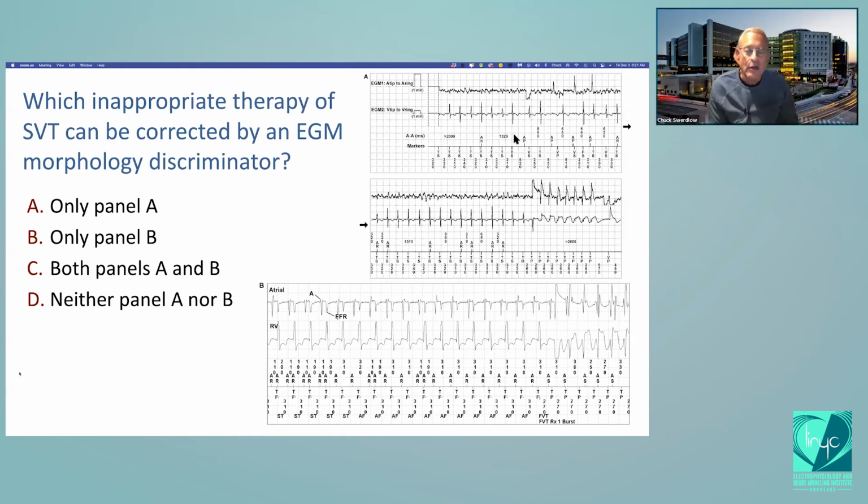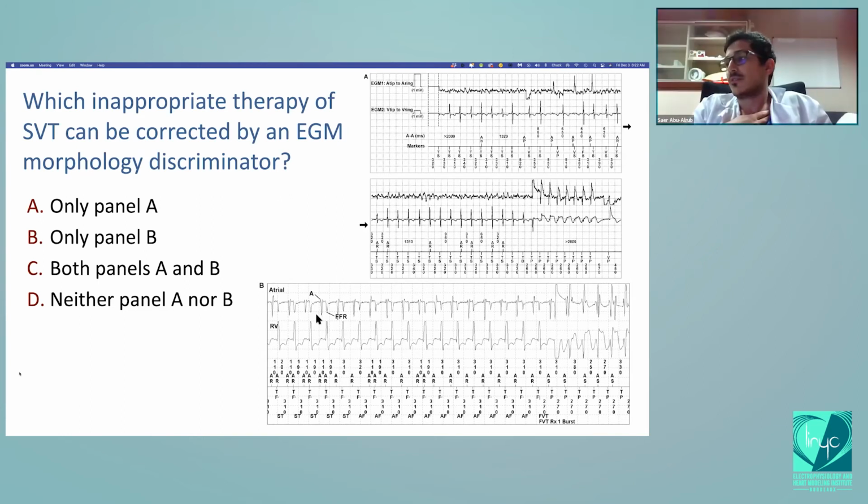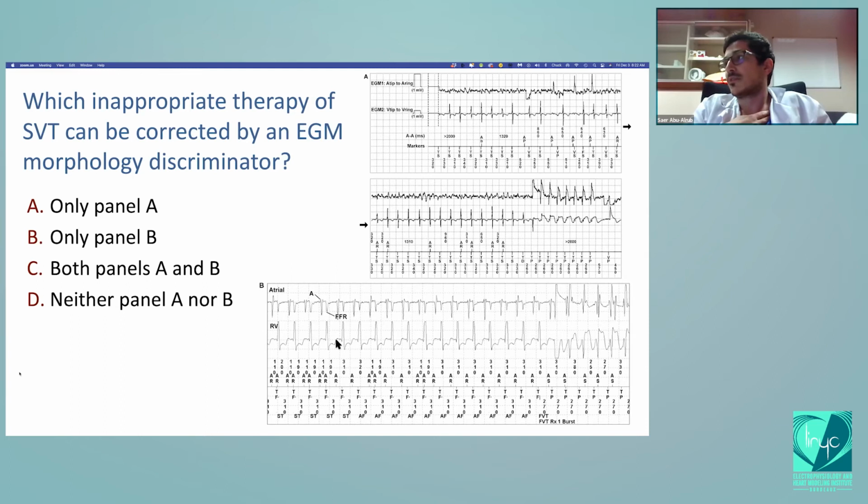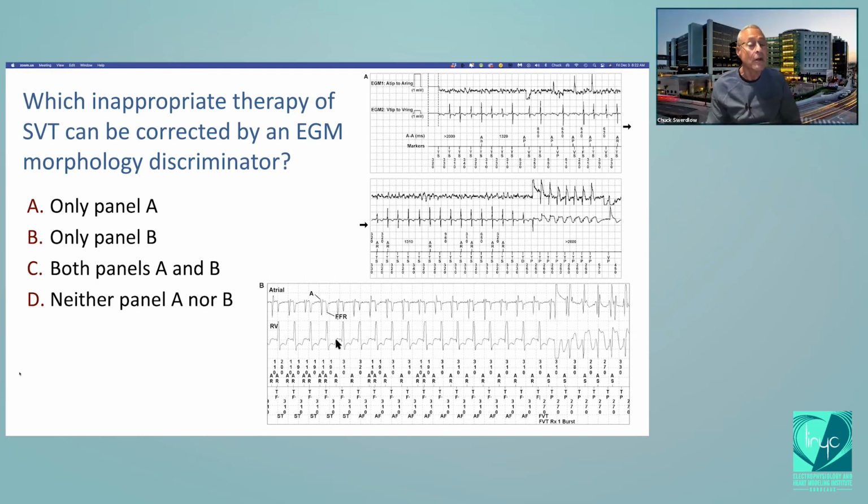Here, how does it classify the rhythm? It classifies the rhythm as A greater than V. And what does it do when it sees more A's than V's? It uses the other discriminators.